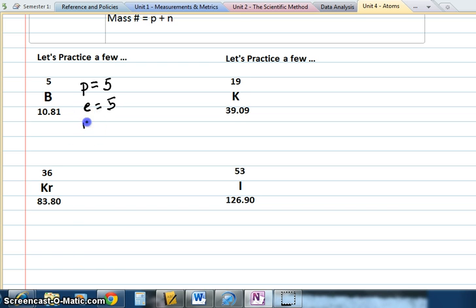Now, how do we find the number of neutrons? I take this number, and I have to round it to the ones place. I know we struggled with rounding before. 10.8, does it stay at 10, or does it round up to 11? 11. So we have 11. This is our rounded number. We're going to subtract the protons, and that gives us the neutrons.